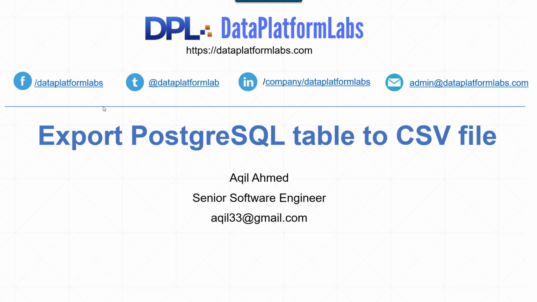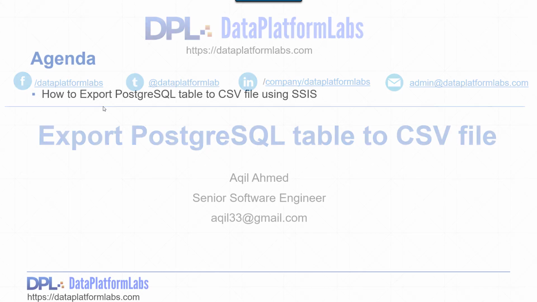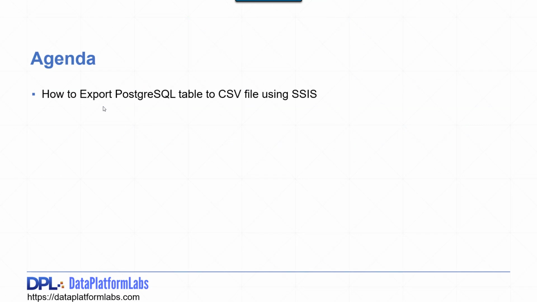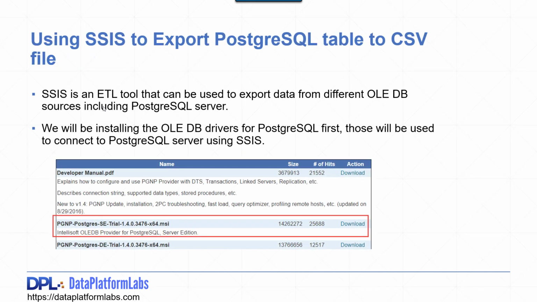In this particular video tutorial, I will be talking about how to export PostgreSQL table to CSV file using SSIS. So the agenda of today's video tutorial is how to export PostgreSQL table to CSV file using SSIS. SSIS is an ETL tool that can be used to export data from different OLEDB sources, including PostgreSQL. We will be installing the OLEDB drivers for PostgreSQL first. Those will be used to connect to PostgreSQL server using the SSIS.